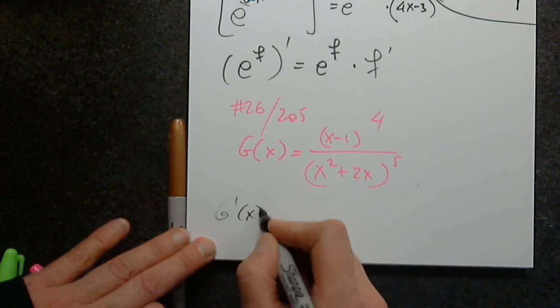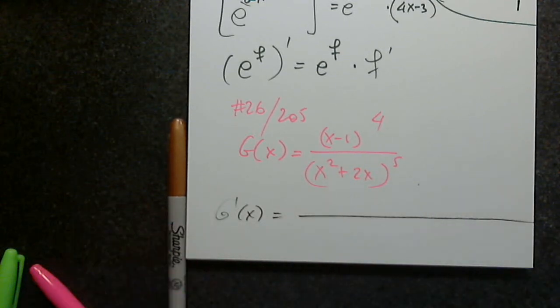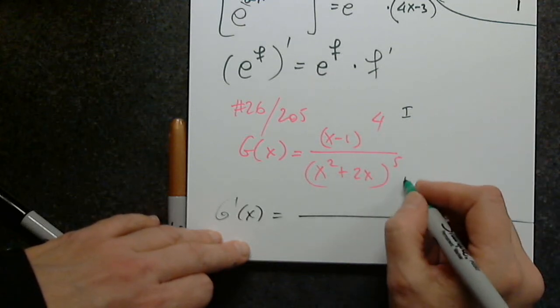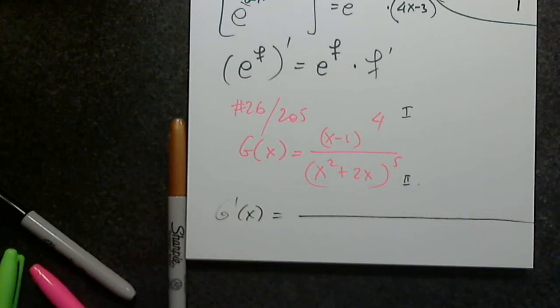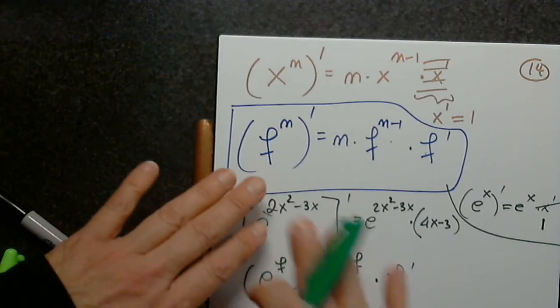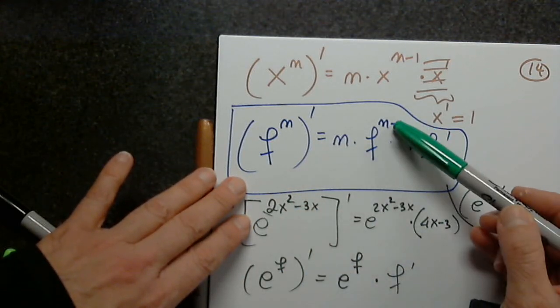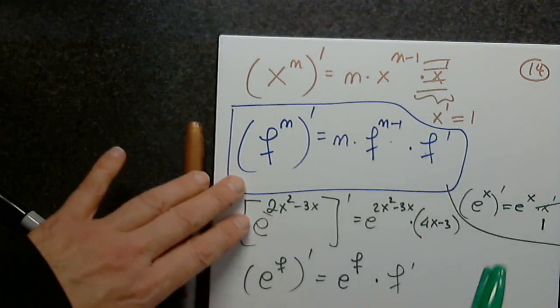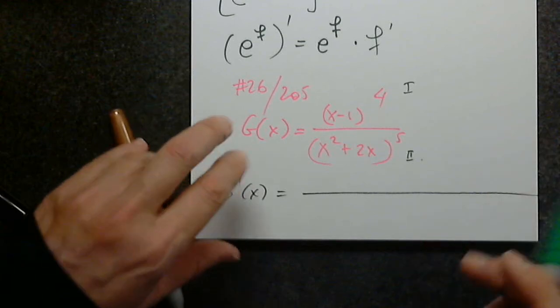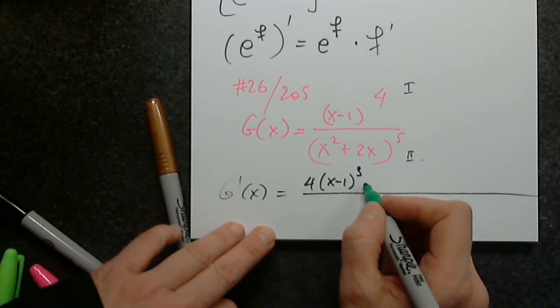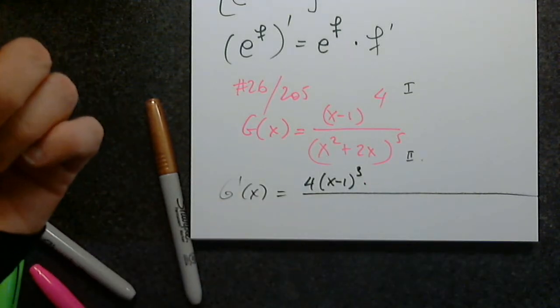Okay, g prime of x. You know I'm going to run out of room, so be prepared. So this function is number 1 at the top, and this function is number 2. I have to differentiate the numerator. I have to use this formula where I have 4 times x minus 1 to the 3rd power times x minus 1 prime. It happens that x minus 1 prime is still 1, so I have 4 times x minus 1 to the 3rd times the inner function prime, but there is no need because it's 1.